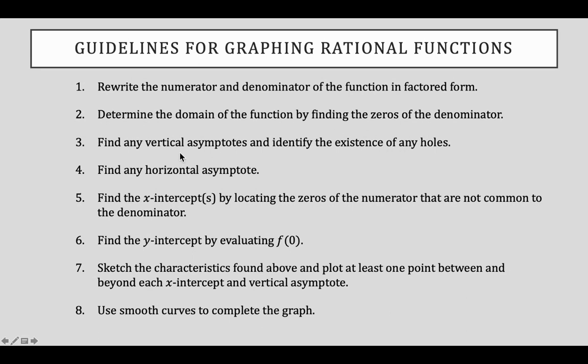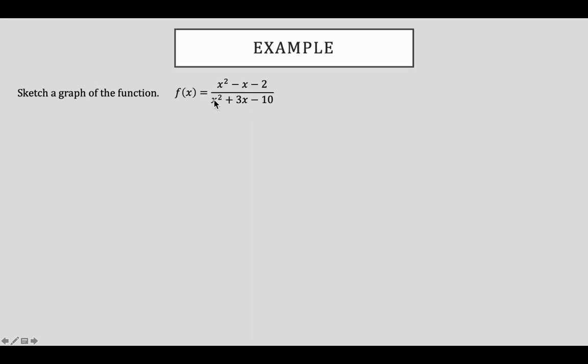Know that I will ask you to determine the domain, the vertical asymptotes, the holes, horizontal asymptotes, and so forth. So you won't have to remember all these steps, but you do need to remember to factor the numerator and the denominator. All right, sketch a graph of the function. And again, it's important to recognize that we're dealing with a rational function. We have a polynomial divided by a polynomial. That's what makes this a rational function. So we begin by factoring the numerator and the denominator.